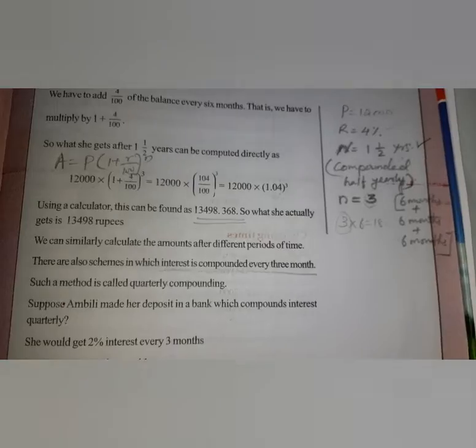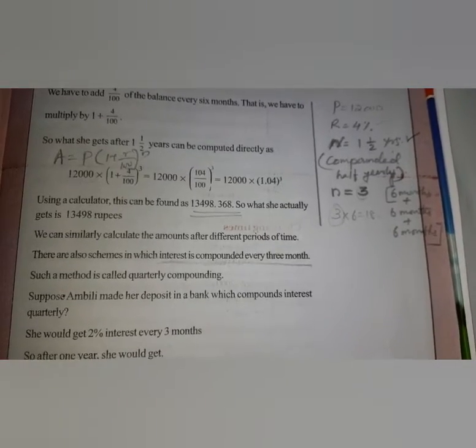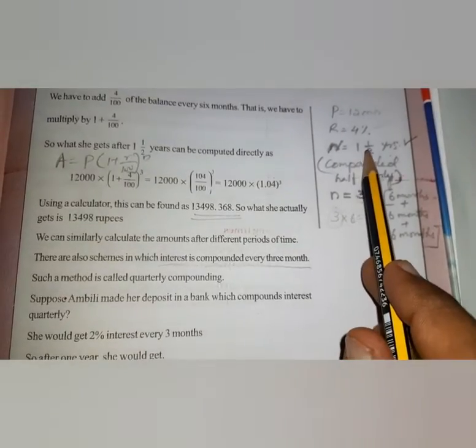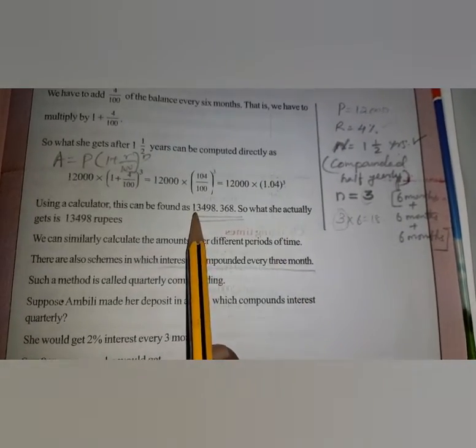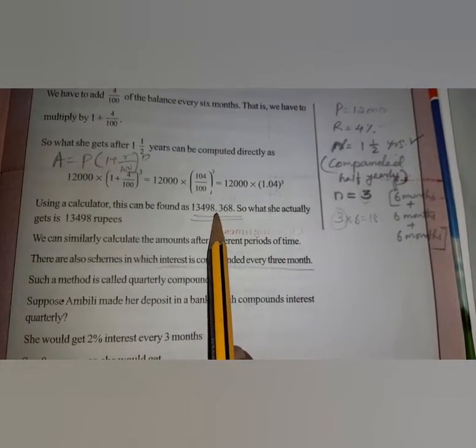Previously we found it for 1 year. For 1 year, how much did you get? 12,980 you got. So if you keep the same amount for one more 6 months, that means after 1.5 years, the total amount changes to 13,000 nearly 500.